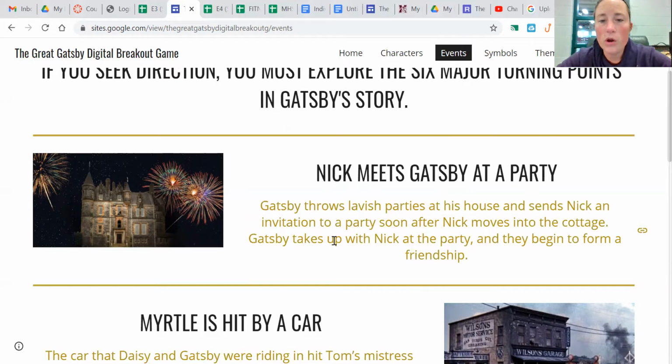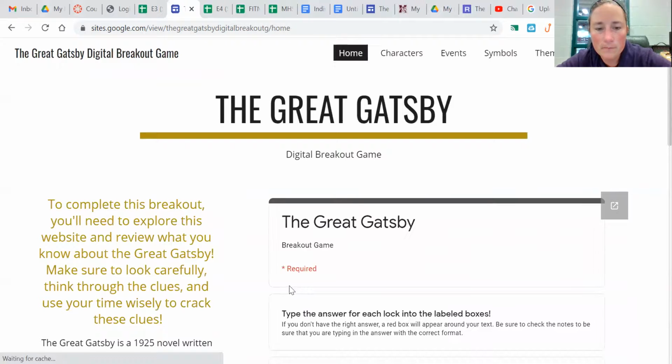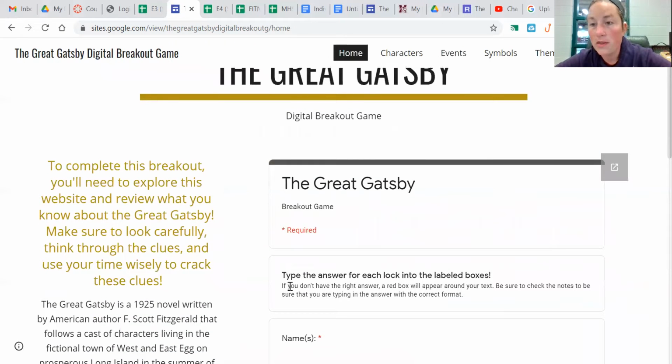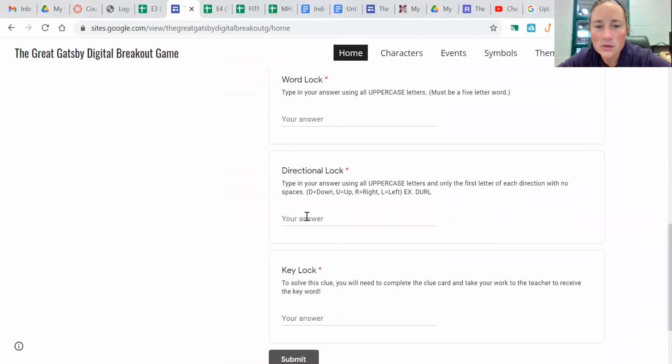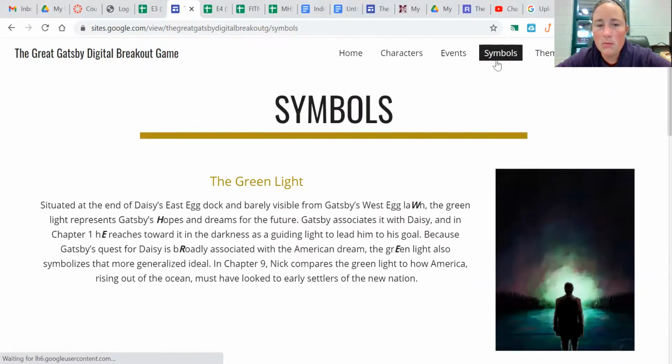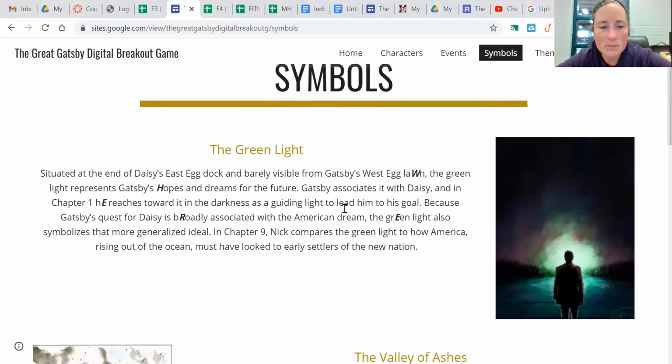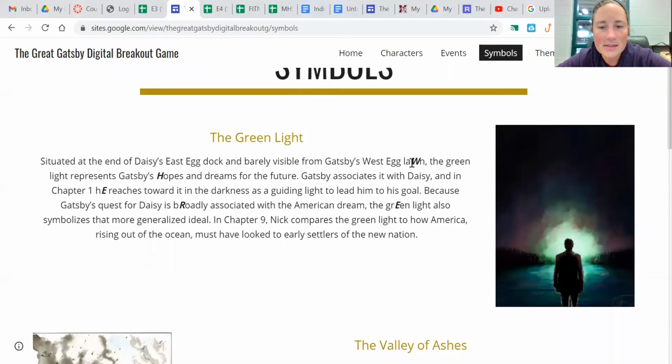So put the direction word with the event, and that's how you type in your clue. Put them in order, then find the direction word, and then type in the first letter in order, all right? Once you find that, it will be symbols. Obviously, this one is already sticking out.